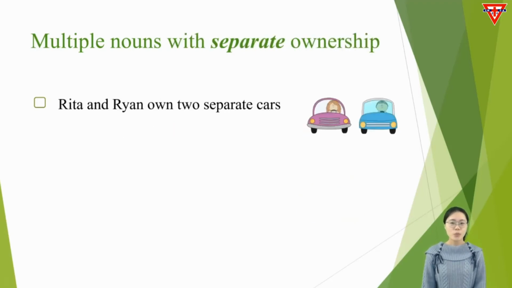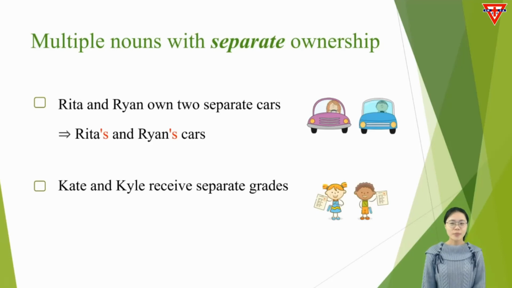Yet, if 2 or more nouns have different ownership, each will need an apostrophe and S. Like the picture shows, Rita has 1 car. Ryan also has 1 car. They own different cars, right? Therefore, each noun needs an apostrophe and S. The same goes to Kate and Kyle. Each gets a different grade, and thus an apostrophe and S is added after each name.